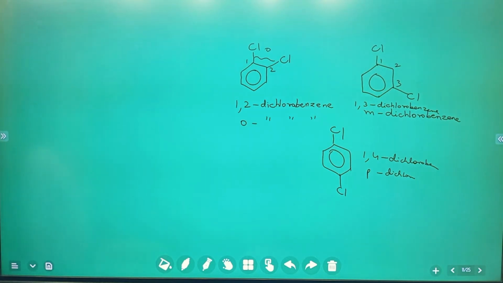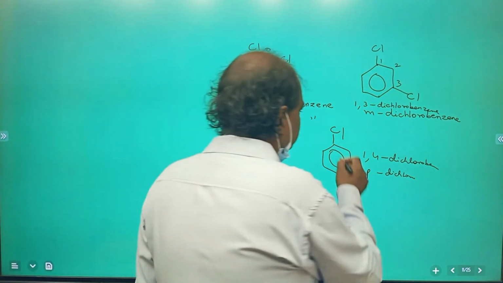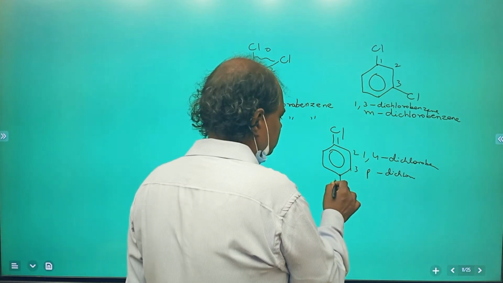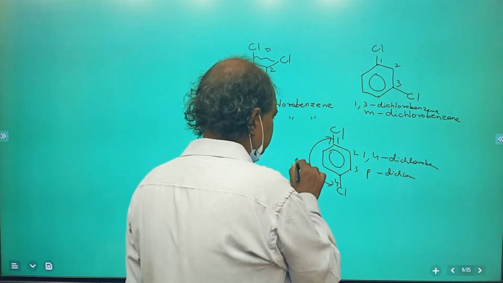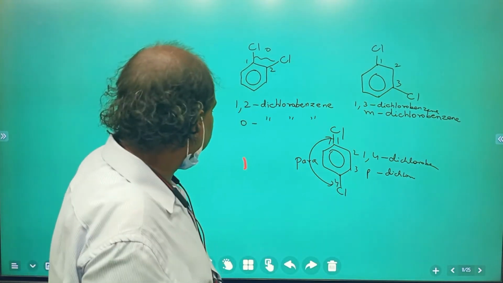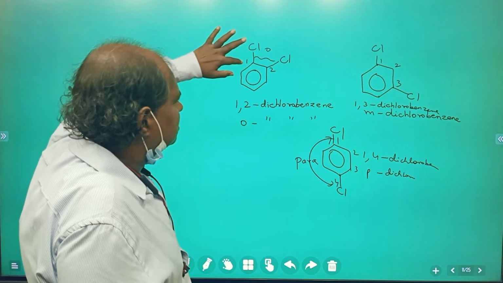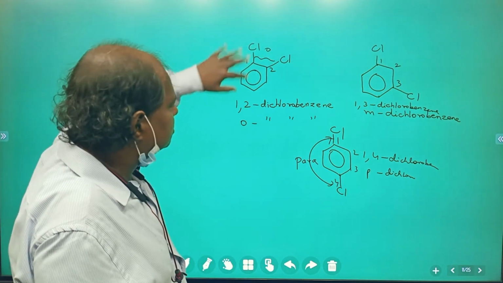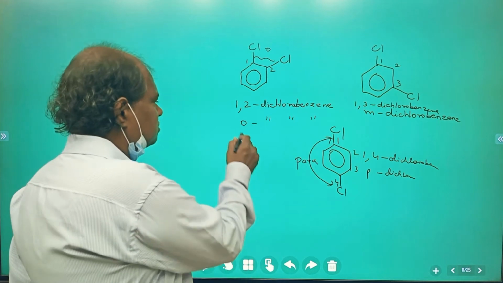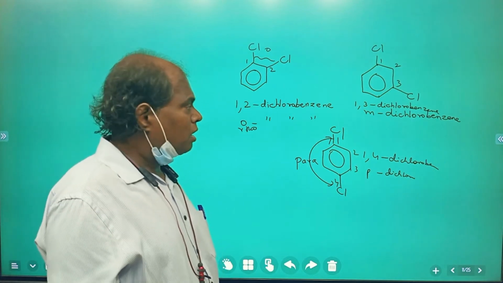Yes, this is called para. So 1,4 is called para. 1, 2, 3, 4. This is called para. Okay. So students, in chemistry, remember one thing. Same substituents, very important. Chlorine, chlorine, right? Then in that case, 1, 2 is called ortho. Are you clear? O stands for ortho. Okay. 1, 3 means meta. 1, 4 means para.